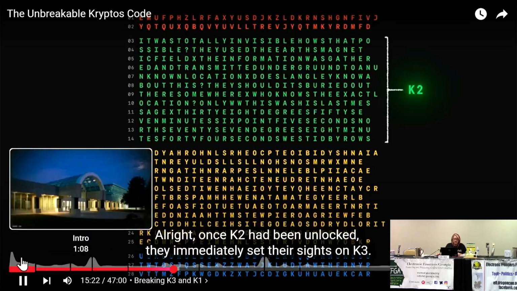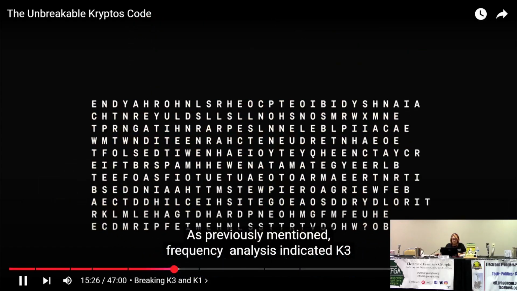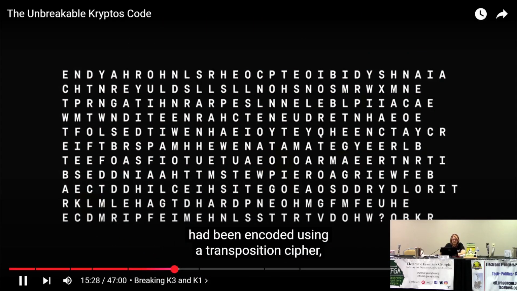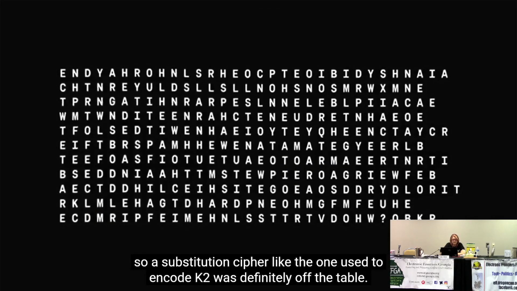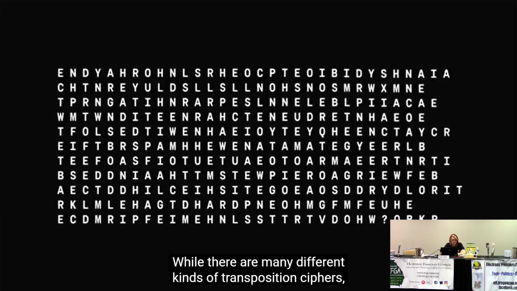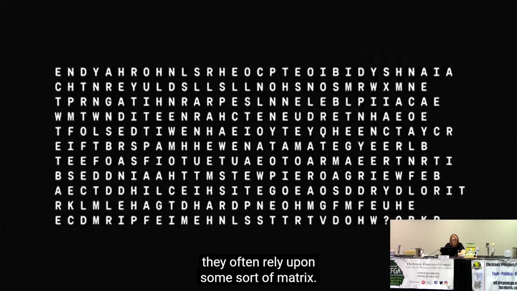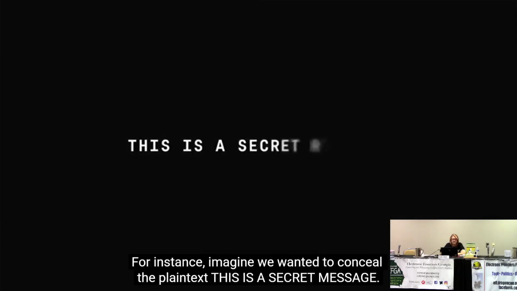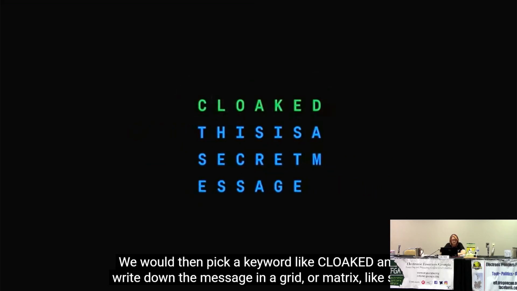Alright, once K2 had been unlocked, they immediately set their sights on K3. As previously mentioned, frequency analysis indicated K3 had been encoded using a transposition cipher, so a substitution cipher like the one used in code K2 was definitely off the table. While there are many different kinds of transposition ciphers, they often rely upon some sort of matrix. For instance, imagine we wanted to conceal the plain text, "This is a secret message." We would then pick a keyword like cloaked and write down the message in a grid or matrix like so.